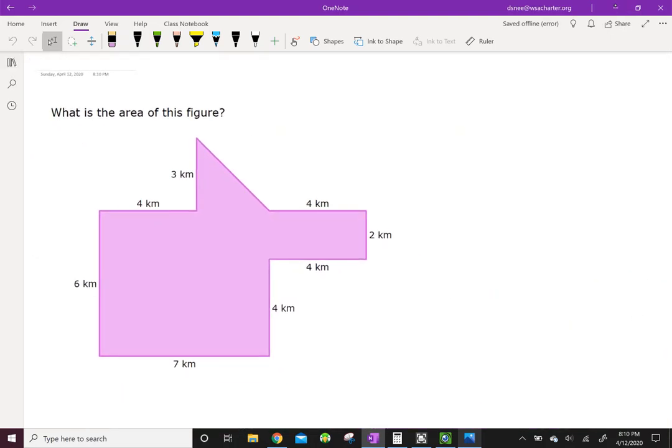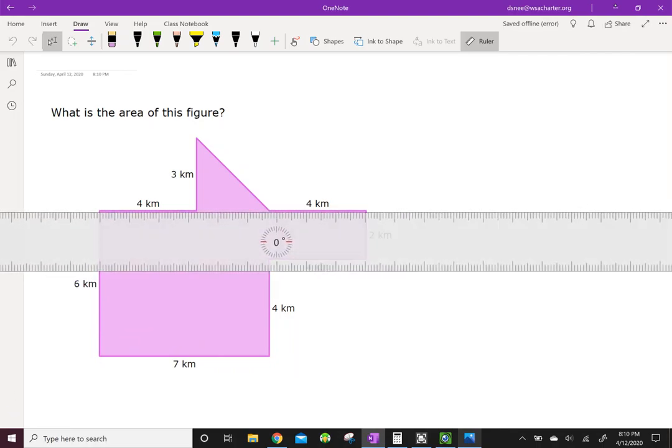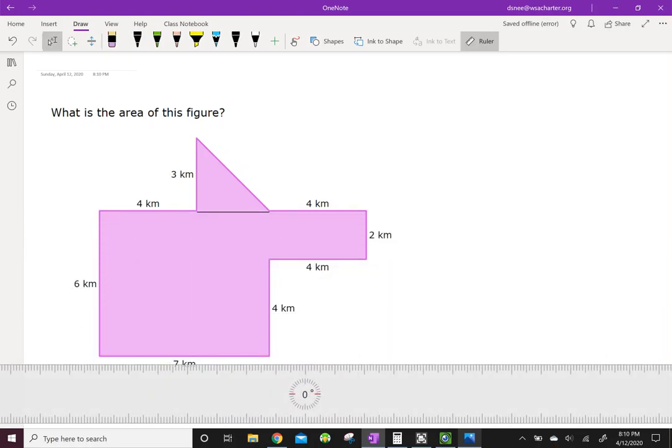The area of this figure, first, I'm going to draw a line right here. And I'm going to isolate that triangle, okay? And with that triangle, I'm going to highlight that. This guy is green, okay? I've got a green triangle up top. If you don't remember how to find the area of a triangle, you go back in here. Area equals 1/2 base times height.